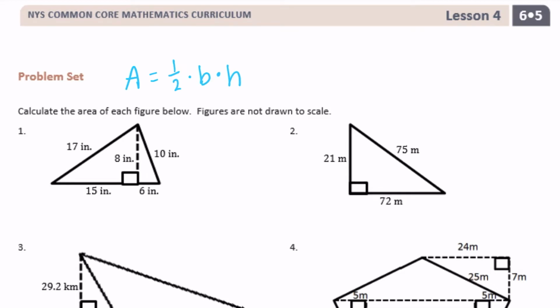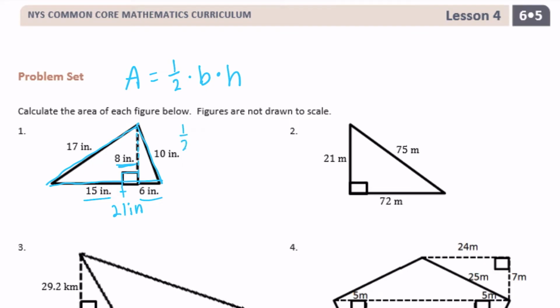So, looks like we have two rectangles, or we have one triangle right here. The base is split into two parts, 15 inches plus 6 inches. So together, the base is 21 inches. And then the height is this right here, or the altitude where it creates a perpendicular line or a 90-degree angle. So that is 8 inches.